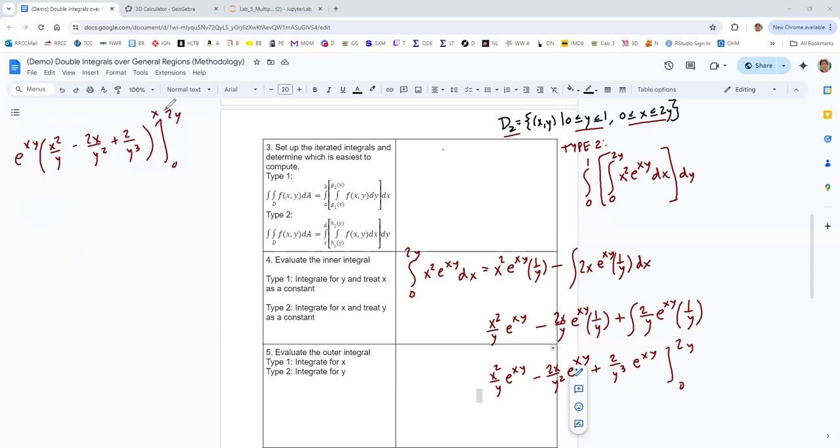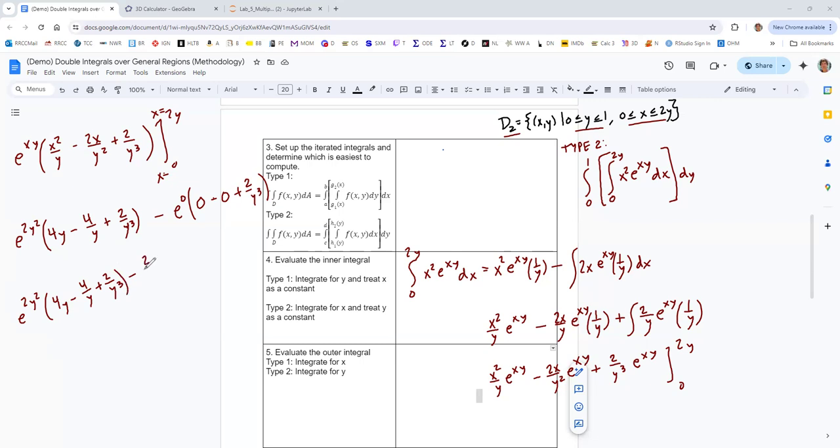All right, so when x is 2y, we get e to the 2y squared. And then 4y squared over y is 4y. 2 times 2y is 4y over y squared is 4 over y. And when x is 0, you just get e to the 0. And then you get 0 minus 0 plus 2 over y cubed. So that's the first integral.